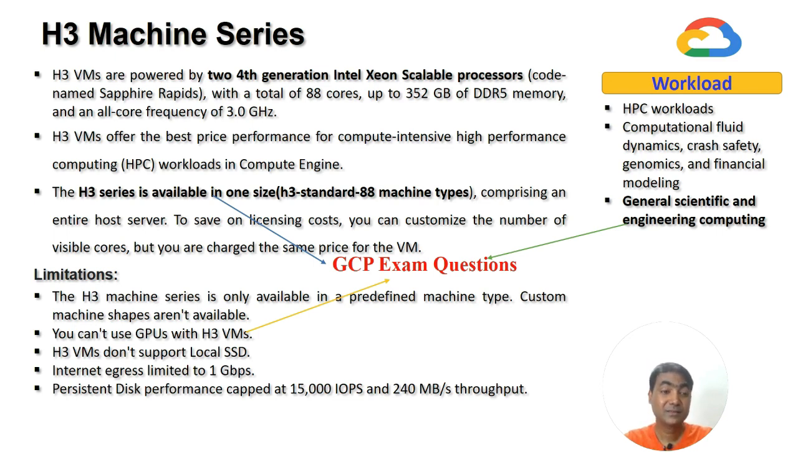As you can see here, some limitations of H3 VMs: the H3 machine series is only available in predefined machine types. Custom machine types are not available. You cannot use the GPU with H3 VM. H3 VM doesn't support local SSD. Internet egress is limited to 1 Gbps. These are the limitations, guys, and you can remember all the limitations as I mentioned here. This is asked in GCP examination questions also.